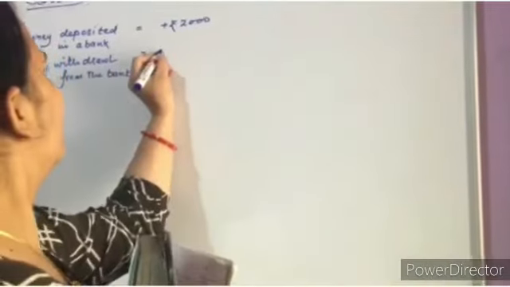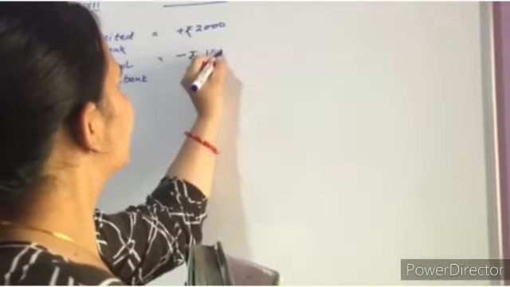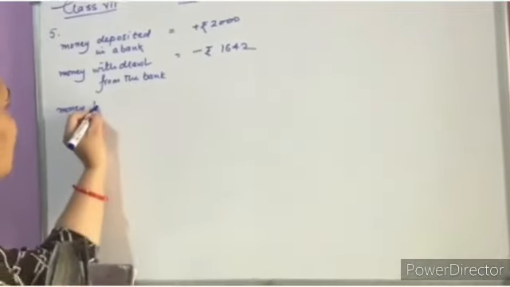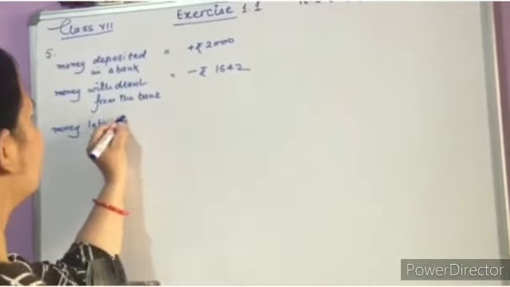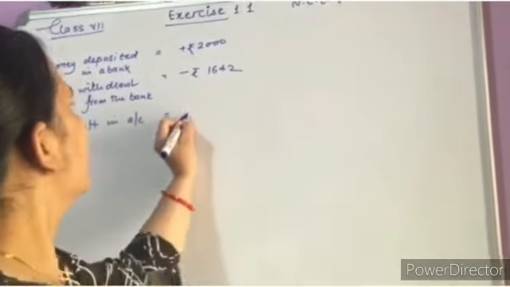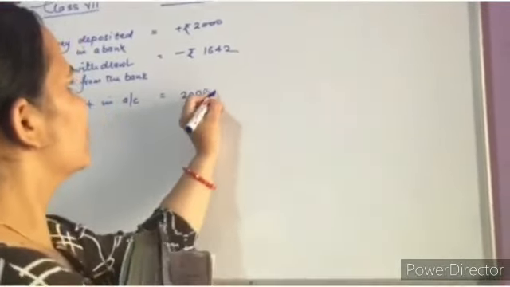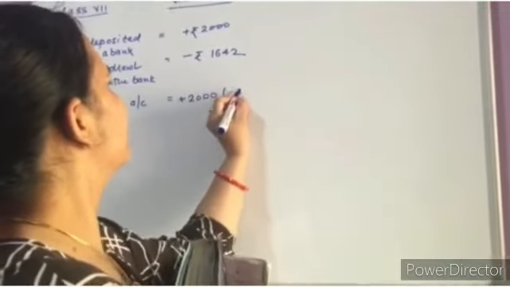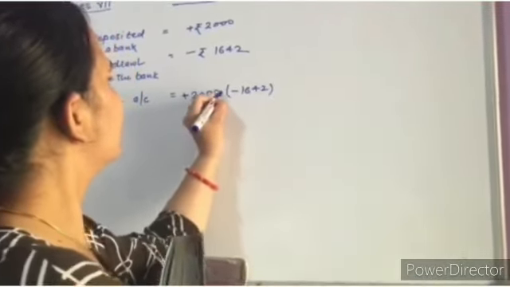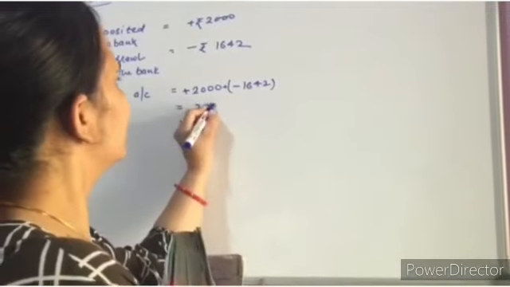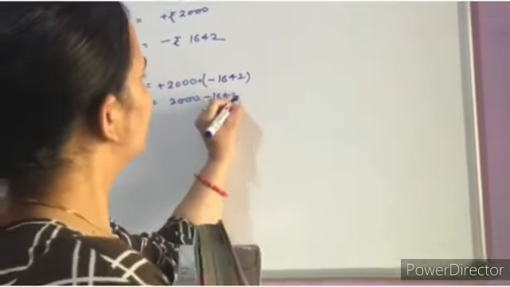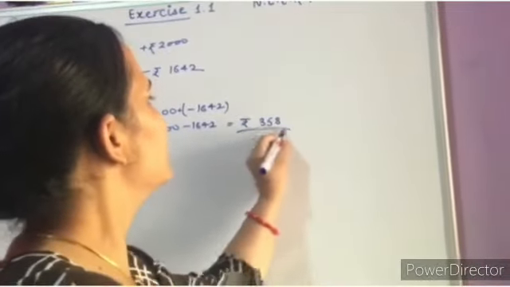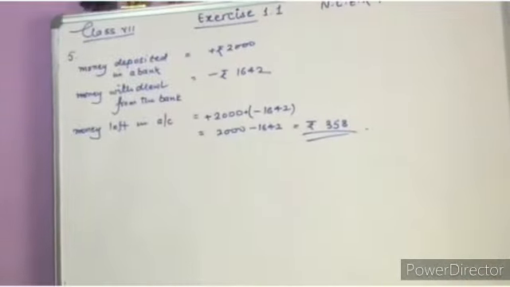How much have we withdrawn? We have withdrawn 1642. Money left in account. How much did we have earlier? 2000, and we have taken 1642. You can write 2000 minus 1642. So how much is left in the account? You are left with rupees 358.